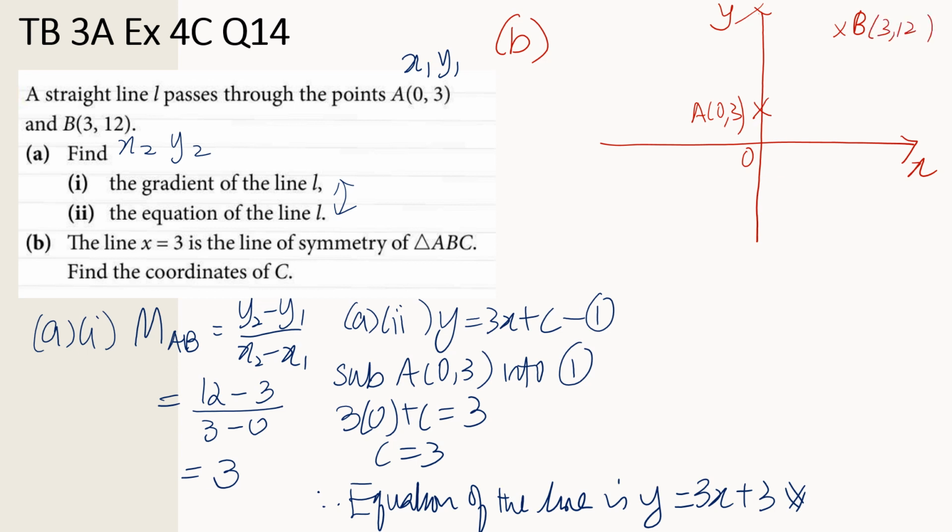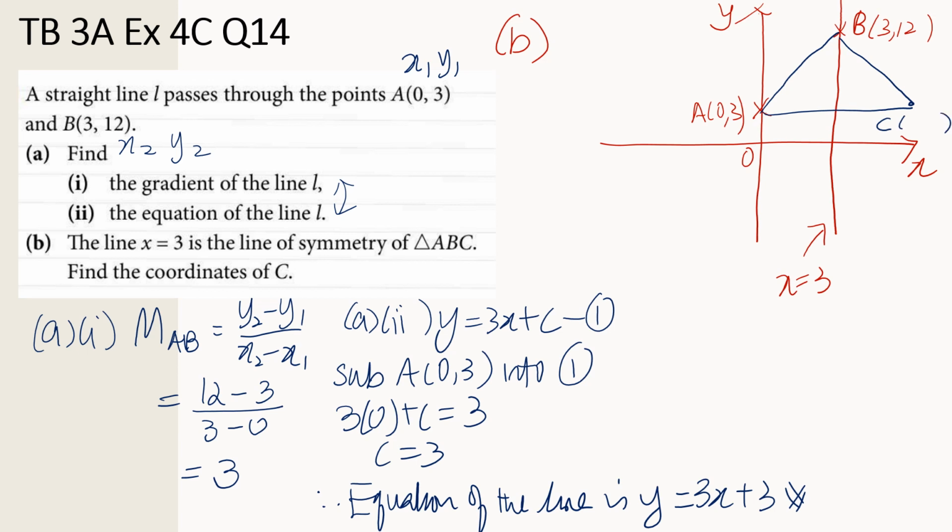All right. So the line x equals to 3 is a line of symmetry. That means this line here is the line x equals to 3. So this is a line of symmetry. So I'm going to join point A and B with a line segment. I need to form a triangle ABC. So point C will be somewhere there.